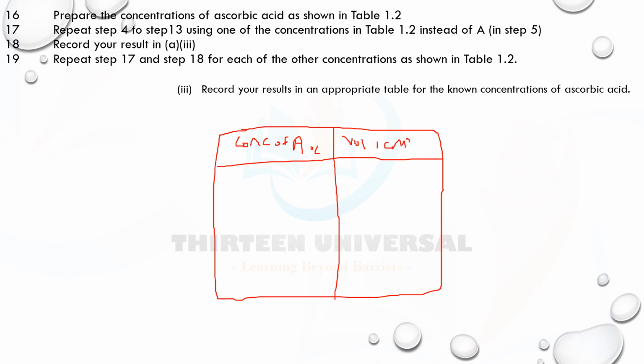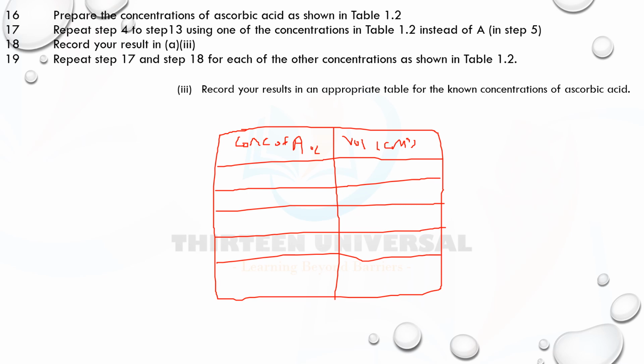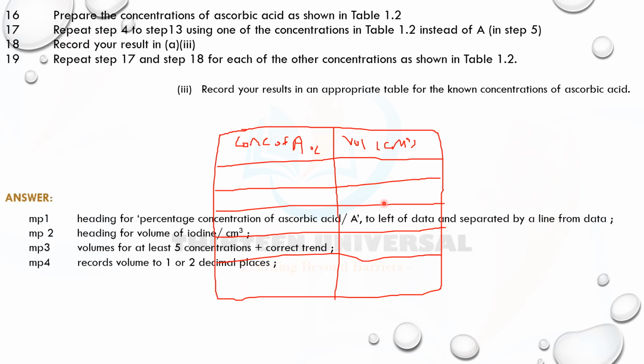Then you now write all those percentages here and the volume for each of them. So 0.1, 0.08, 0.04, 0.02, and 0. All those concentrations will be here, and their volumes should be here. So you see, the heading, percentage concentration of ascorbic acid, that's our independent variable. The second heading should be volume of iodine used, then the 5 concentrations, and then record the volume. It's not hard, guys.